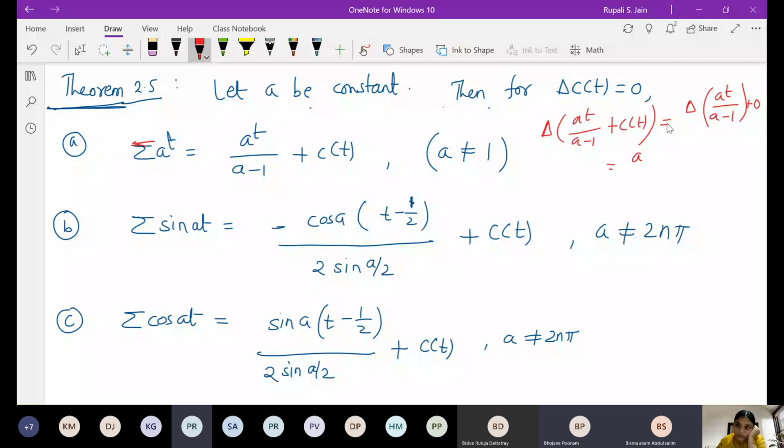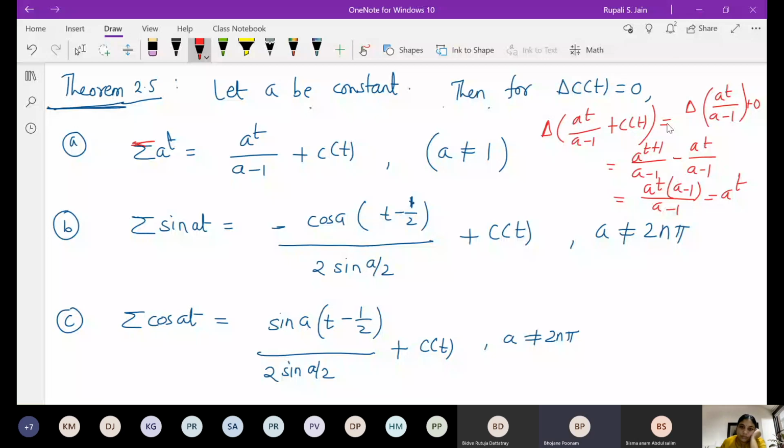A minus 1 is constant. So a raised to t plus 1 upon a minus 1 minus a raised to t upon a minus 1. If I take a minus 1 as denominator and a raised to t common, the a minus 1 gets cancelled, and I am getting a raised to t. So delta of this quantity is nothing but a raised to t. So this implies summation a raised to t is nothing but a raised to t upon a minus 1 plus c of t. Is that okay?